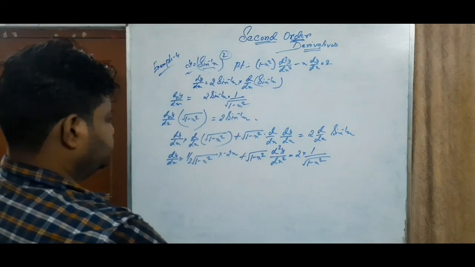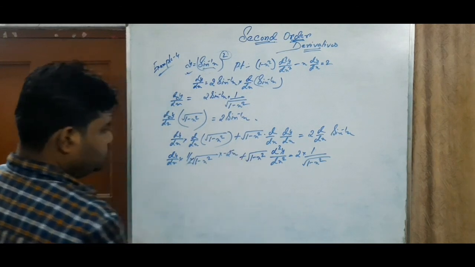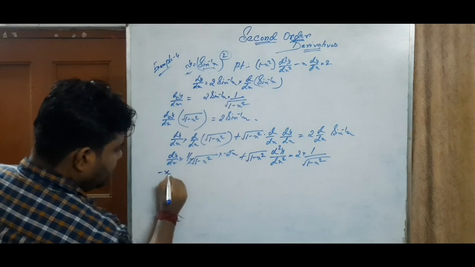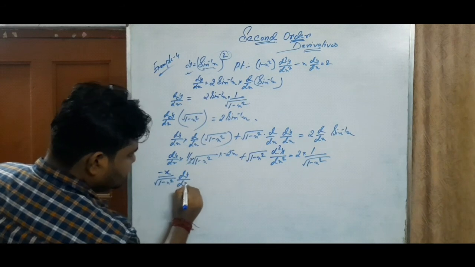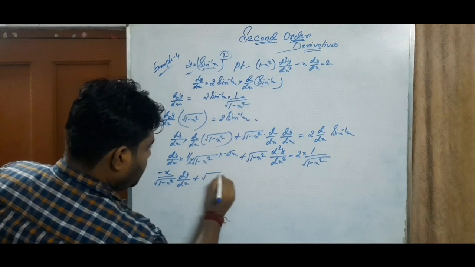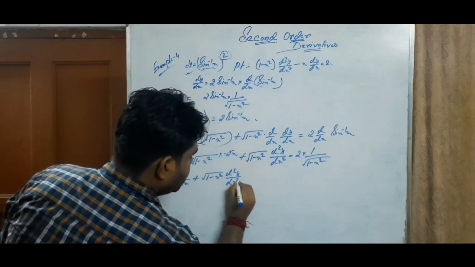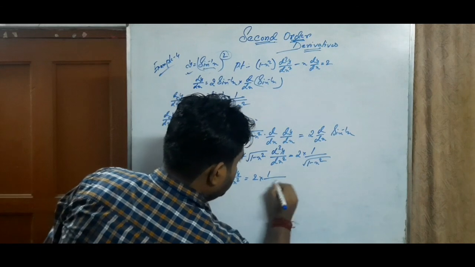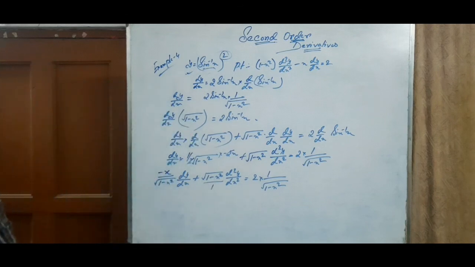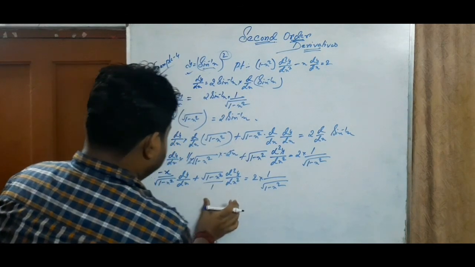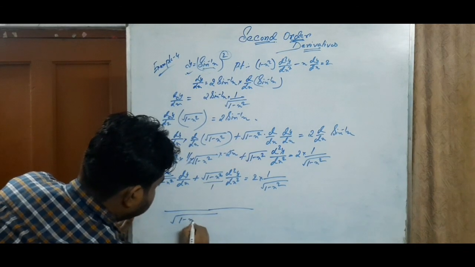Now we can cancel out 2, that is minus x by root over 1 minus x square into dy/dx plus 1 minus x square into d2y/dx square equals 2 into root over 1 minus x square. Now the denominator is 1, so we can find the LCM. The LCM will be root over 1 minus x square.